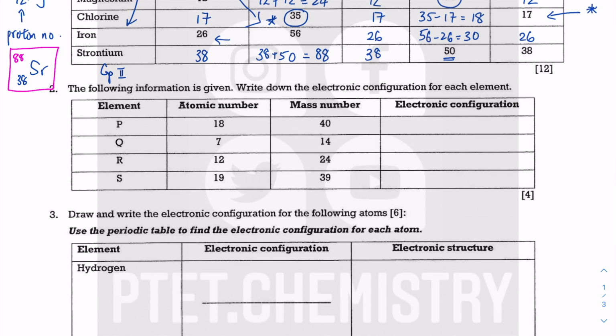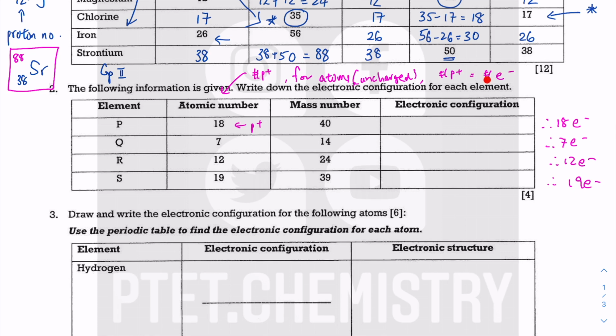Okay, question 2, element P has atomic number 18. Atomic number tells you the number of protons, therefore 18 protons. And then for atoms, which are uncharged, the number of protons must be equal to number of electrons.